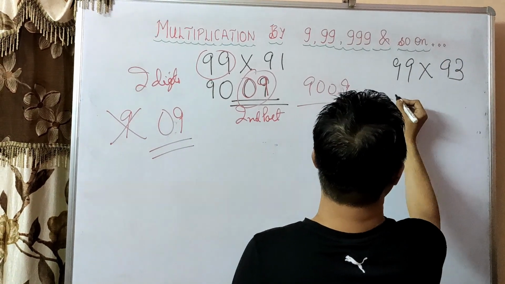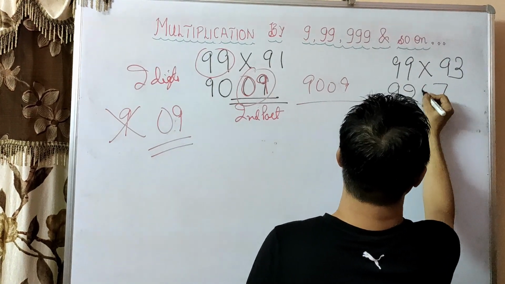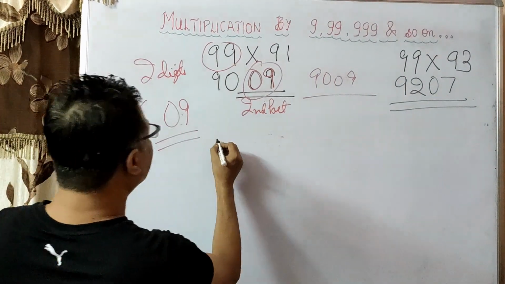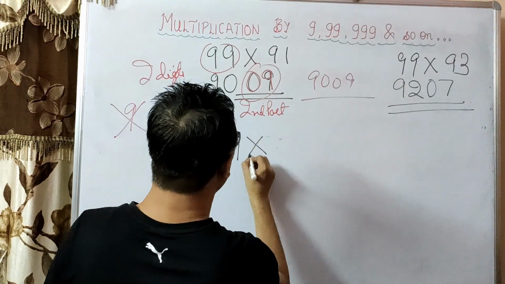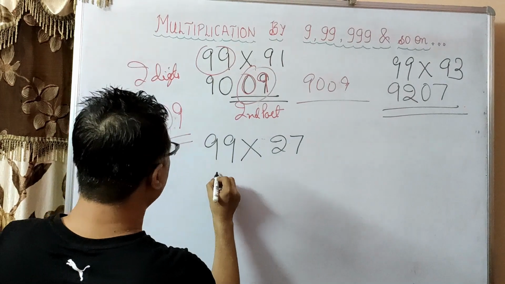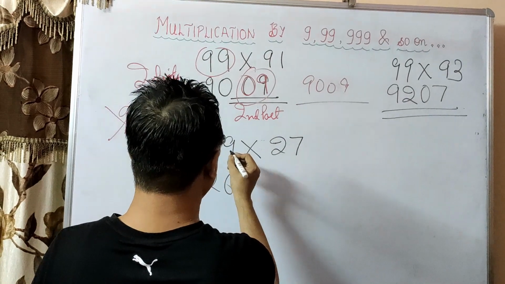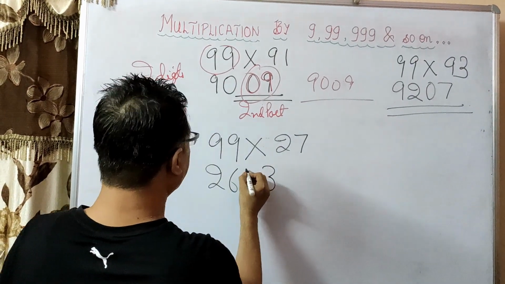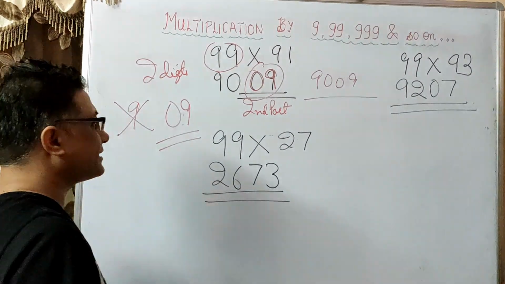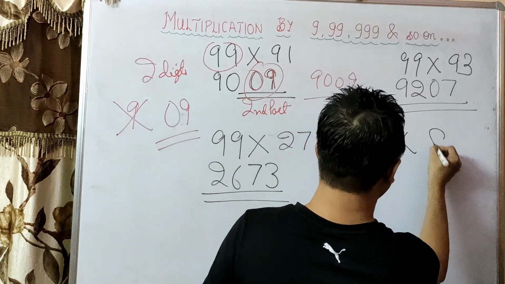Now let's multiply 99 with 93. So now 93 minus 1 is 92. 9 minus 2 is 7. 9 minus 9 is 0. And our answer is 9207. Let's multiply 99 with, say, 27. So 27 minus 1 is what? 26. And then 9 minus 6 is 3. 9 minus 2 is 7. So we get 2673.